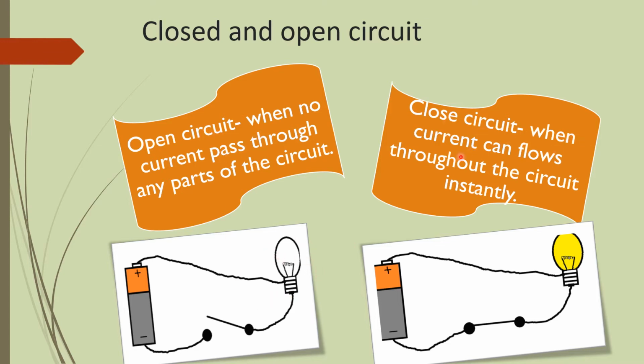In a closed circuit, current can flow throughout the circuit instantly. Like here, if you see, the positive terminal is connected to one terminal of the bulb, and the negative terminal of the cell is connected to the other terminal of the bulb. Now here the switch is in the on position. You can see the symbol, the switch is in the on position. Now the current is flowing very nicely, so that's why this is called a closed circuit. In a closed circuit the bulb will always glow, but this won't happen in an open circuit.